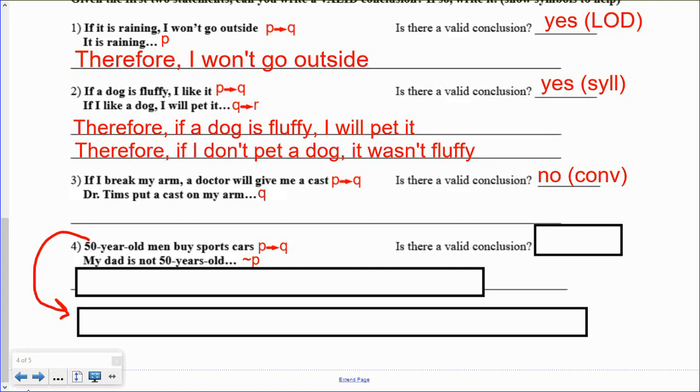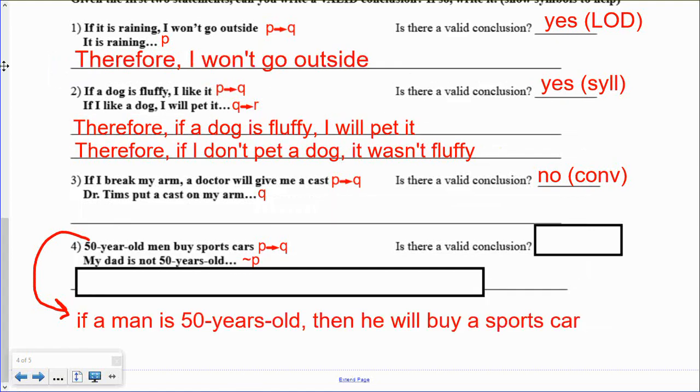So you're on the right track. What is it? If you're 50 years old and you buy sports cars. Well, not 50 years old. If a man is 50 years old, or if you're a 50-year-old man, then he will buy a sports car. You have to turn it into a conditional statement first so that you know what P and Q are. So if you see that it's not a conditional at the beginning, you better write it so that it is one. So I drew a little arrow and I wrote it underneath. If a man is 50 years old, then he will buy a sports car. It's the same idea as the original statement. Okay, so now you can turn that into PQ, all right?